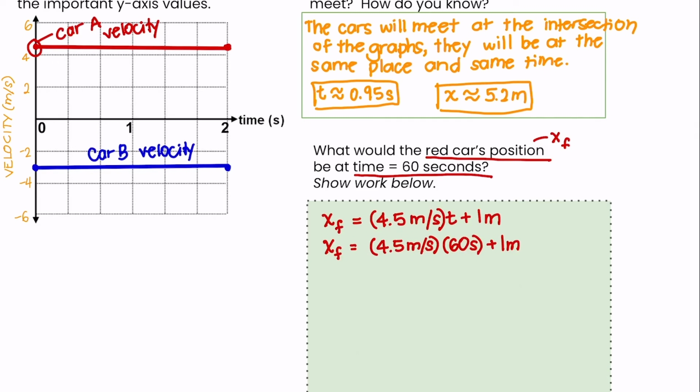So 4.5 multiplied by 60 is going to give us 270 meters. So 270 meters plus 1 meter from the initial position. So that's going to give us 271 meters.